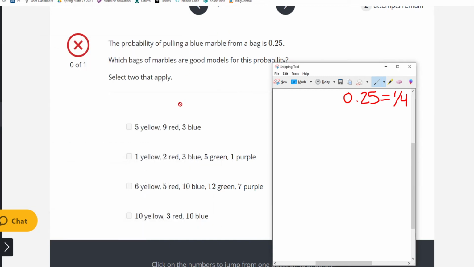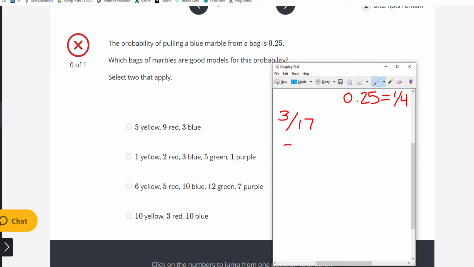Okay, so let's go through and figure out the probability of pulling a blue marble from each of these bags. Remember, that's the number of blue marbles on top over the total. Looking at this first one, there are 3 blue marbles. Add up my total: 5 plus 9 plus 3. 5 plus 9 is 14. 14 plus 3 is 17.